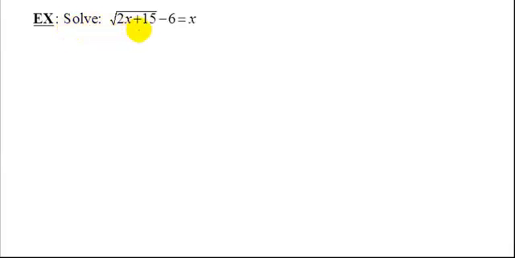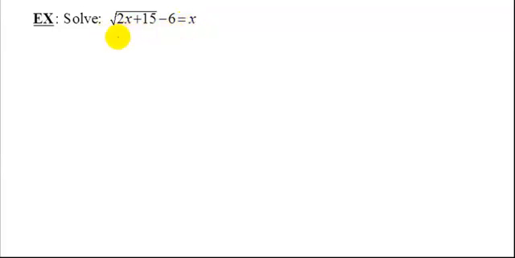Now we want to solve this equation right here. Whenever you get an equation to solve, you have to decide what type of equation it is, and that tells you basically how to solve it. If we notice here on the left-hand side, we have one radical. Remember, a radical means a square root, cube root, fourth root, etc. So this problem has the square root of 2x plus 15 minus 6 equals x.